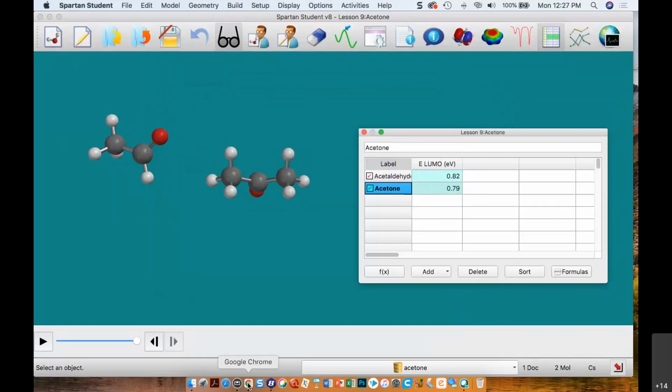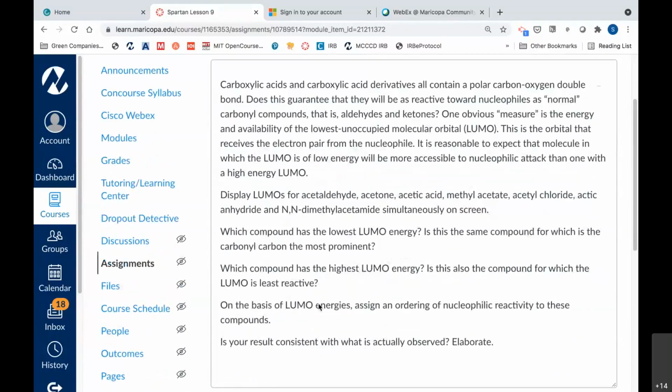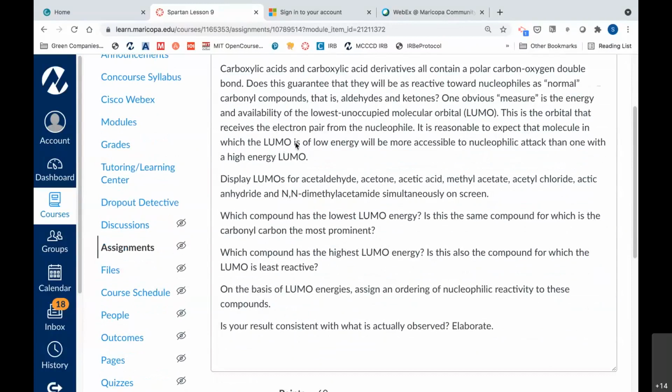You're going to display the LUMOs and arrange the LUMO energies. The most important statement is the molecule whose LUMO is the lowest is going to be the most reactive. Everybody get that? The one with the lowest LUMO is going to be the most reactive, and then make a comment on whether your results are consistent with what you observe.